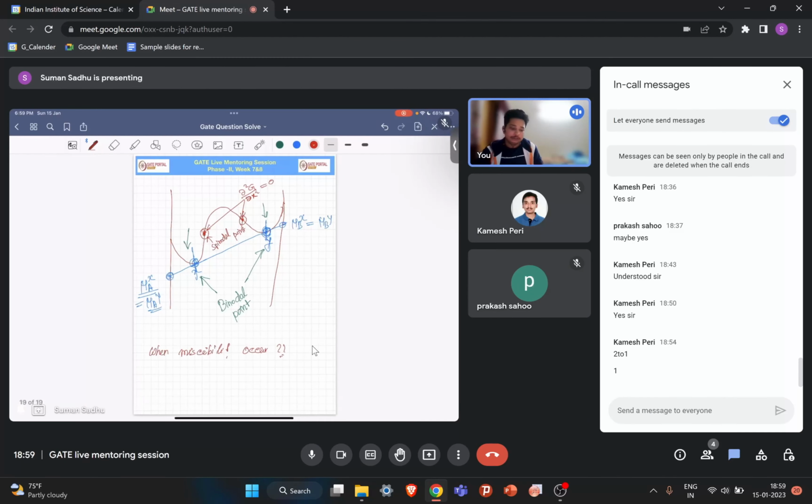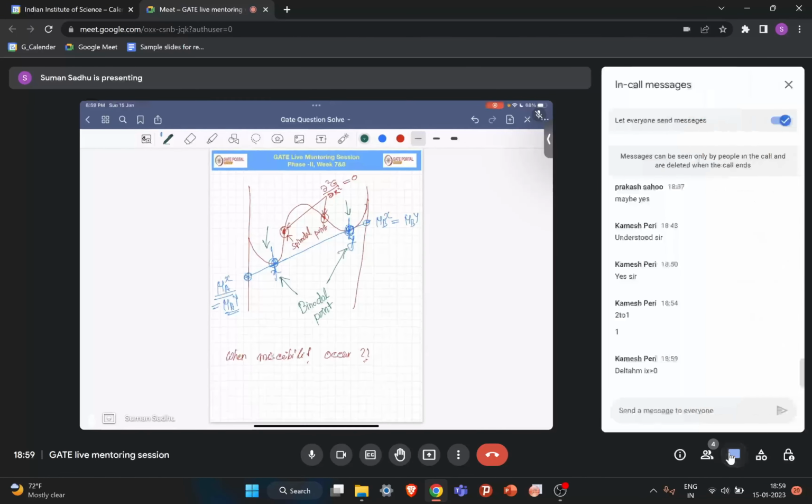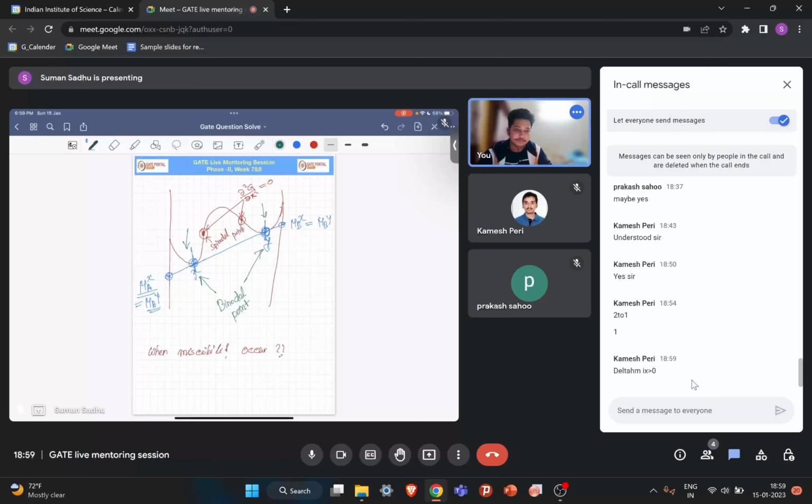Under which condition does miscibility occur? When you get this kind of free energy versus composition diagram. Yes, when delta H mix is greater than 0, or omega is greater than 0. Only then will you get miscibility in your phase diagram.